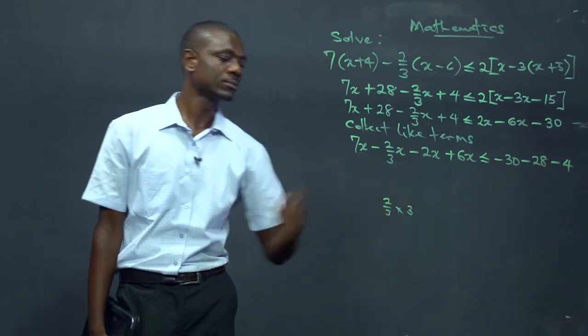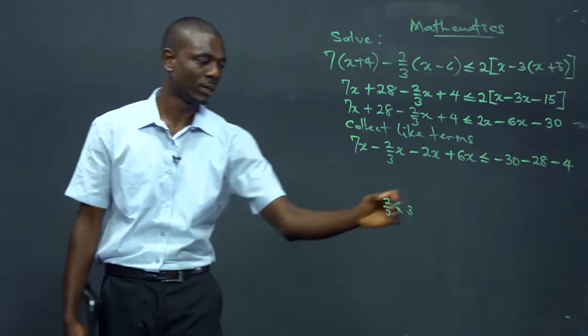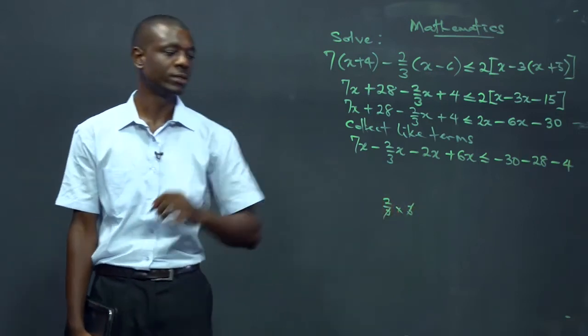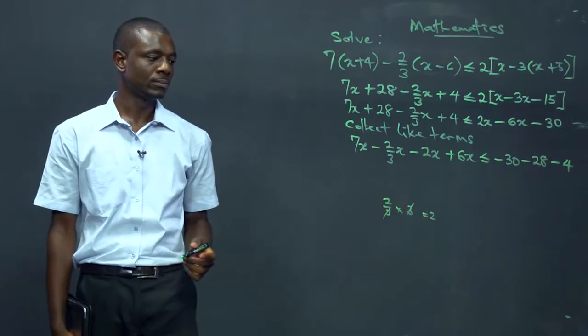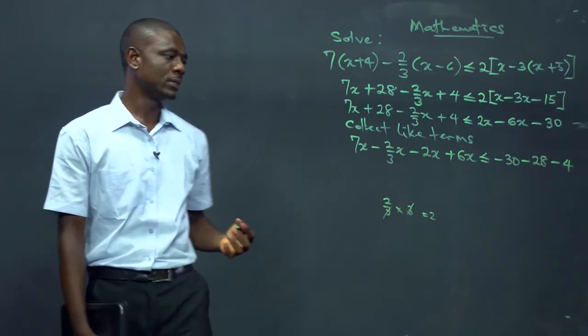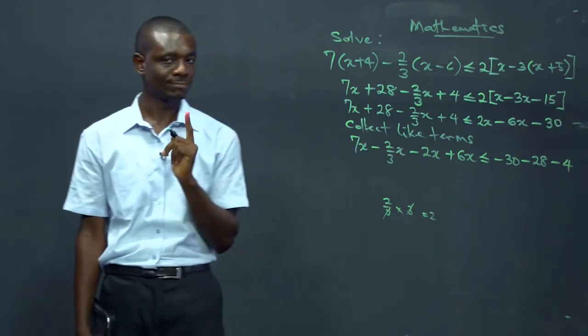It is 3. That's what I need to multiply with 2 over 3 to get the whole number. So that 3 will cancel 3, and then I would have 2, a whole number. So at the back of my mind, I am going to multiply.